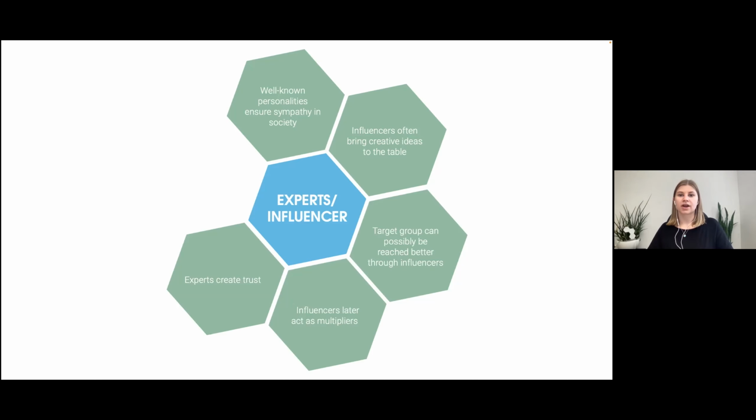The influencers or experts also create trust. Because they are experts of the topic, they work in this topic, they maybe teach this topic, so they are the real experts. And of course, this expert knowledge increases the quality of your content, which we want to have. We want a high quality content to be published, and that's why I need the experts.